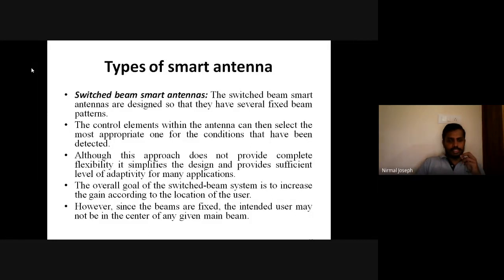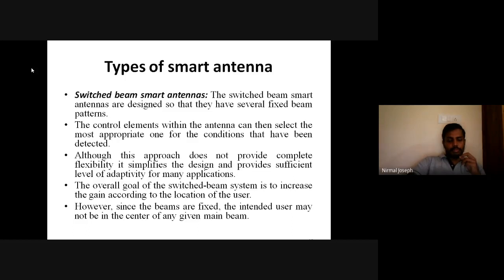compromise on directivity. The overall goal of the switched beam system is to increase the gain according to the location of the user. That we already saw, just some more explanation itself. However, since the beams are fixed, the intended user may not be in the center of any given main beam. That means if the user is located at 12 degrees, the switched antenna cannot correctly focus on him. It has to focus at 15 degrees.